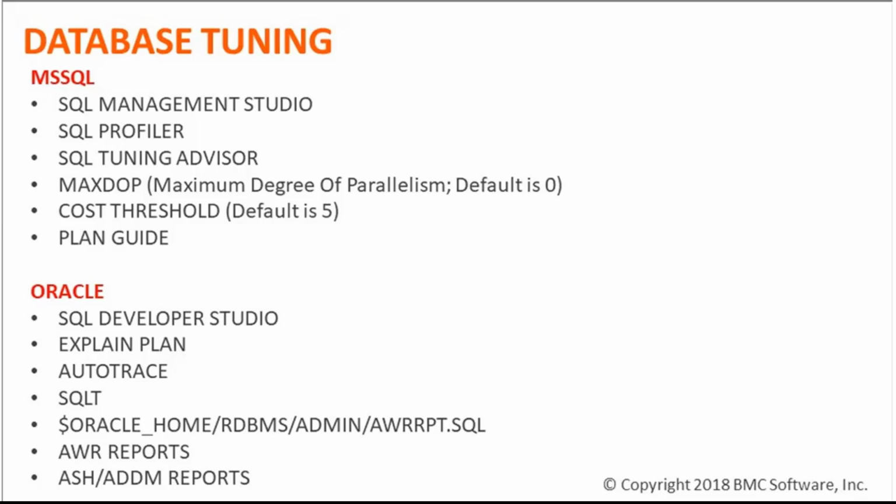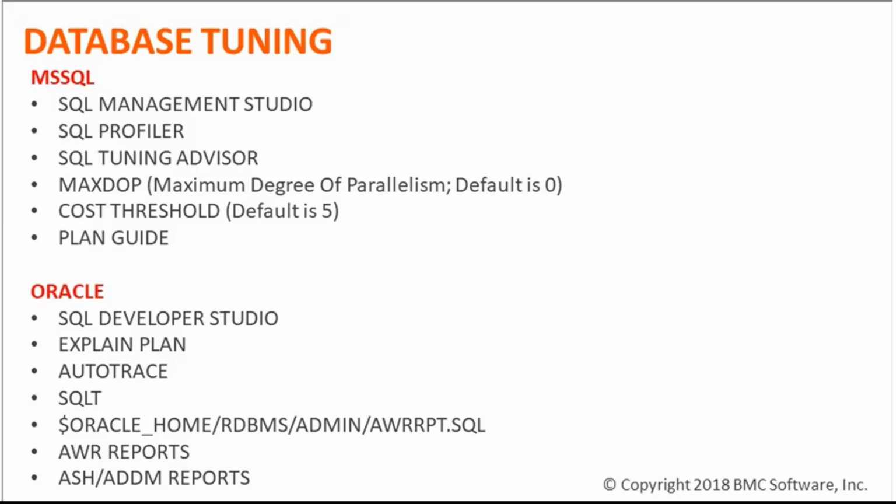Similarly, in Oracle, we have SQL Developer Studio, which is comparable to the SQL Management Studio in SQL Server. We have utilities like explain plan, autotrace, and a very, very comprehensive report called SQLT. So if you have a particular SQL statement that you know is running poorly, and you have the SQL ID, and the SQL ID is how a SQL statement is uniquely identified in an Oracle database, you can run a SQLT report, and it gives you unimaginably detailed information about not just the SQL statement itself, but the objects, the tables, the views, whatever the case may be, for that particular SQL statement.